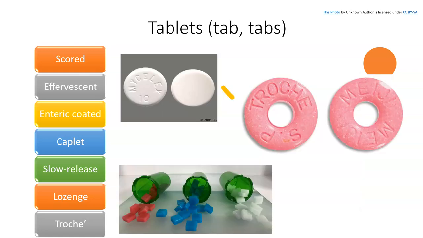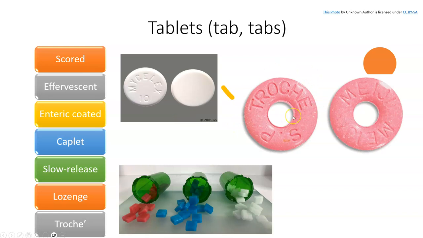And then we have what's known as a troche. There are 2 proper pronunciations, troche or troche. Both are correct. Now, this one looks kind of like a regular tablet, this Miselex. Miselex is actually an antifungal. We use it for people who have oral candidiasis, also known as trench mouth. They get a white coating in their mouth from a fungal infection. They let this dissolve in their mouth, and it works right there.